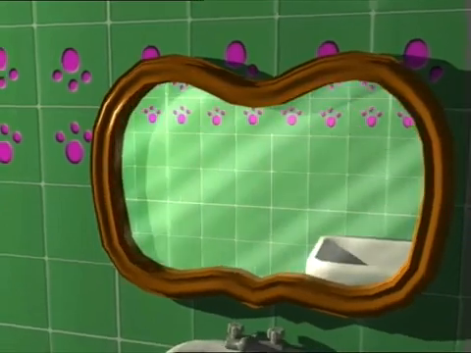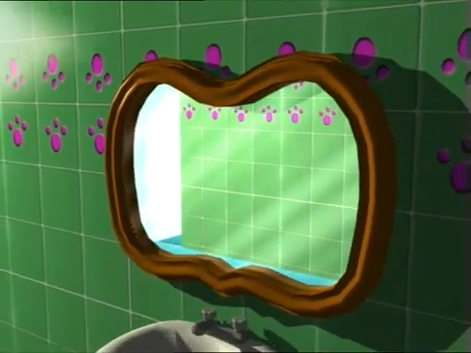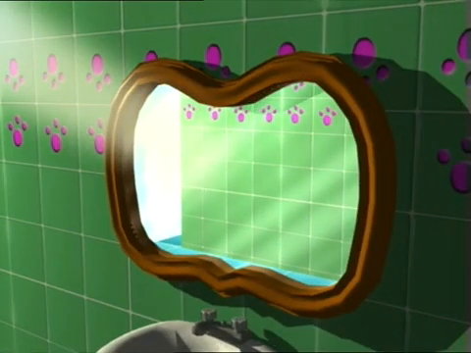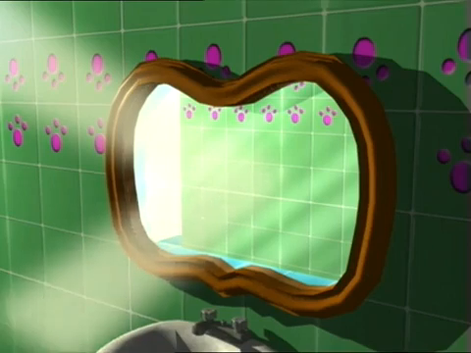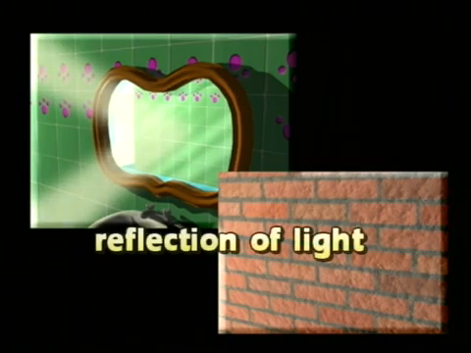Light always propagates in a straight line in a medium such as air. But when it meets a smooth surface, it will be reflected, just like a ping-pong ball rebounding off a wall. This is known as reflection of light.